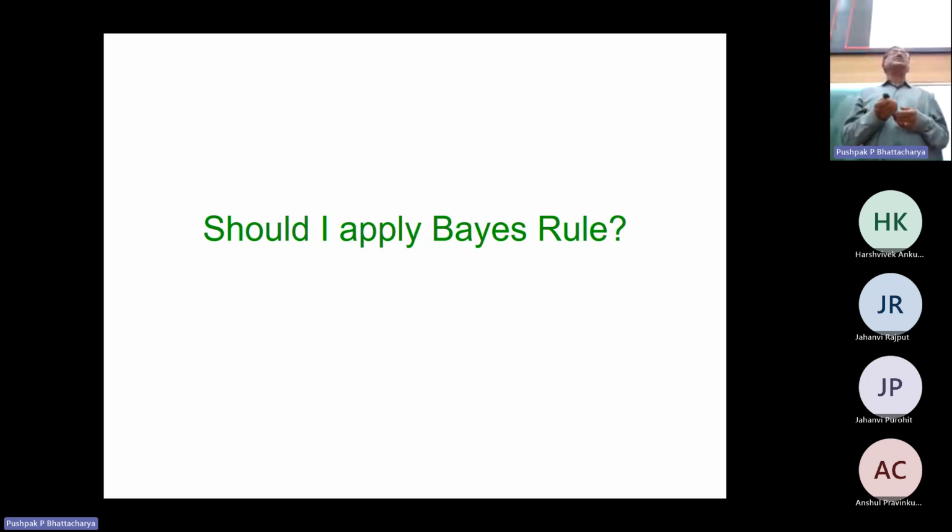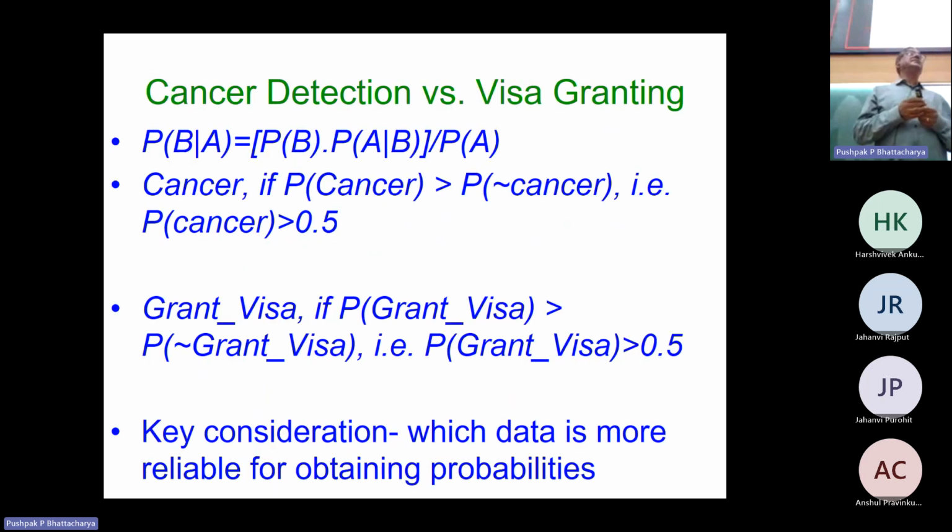I briefly mentioned in the class the case of cancer detection and visa application. So I brought a little bit of discussion on this problem to go deeper into the question. Cancer detection versus visa granting, the two situations. The formulation is in terms of posterior and prior probability and likelihood. Both the problems are of the form probability of B given A is equal to probability of B into probability of A given B divided by probability of A. So the right-hand side is the application of Bayes theorem on the left-hand side.